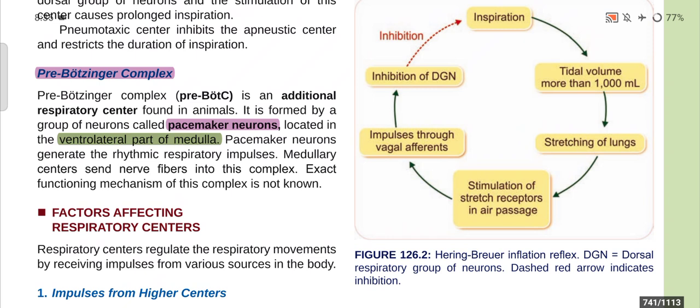So what is the pre-Bötzinger complex? If someone asks you, you can say that it is an additional type of respiratory center found in animals, formed by a group of neurons called pacemaker neurons, located in the ventrolateral part of the medulla. Some additional information: pacemaker neurons generate rhythmic respiratory impulses, and medullary centers send nerve fibers into this complex. The exact functional mechanism of this complex is not known to date.